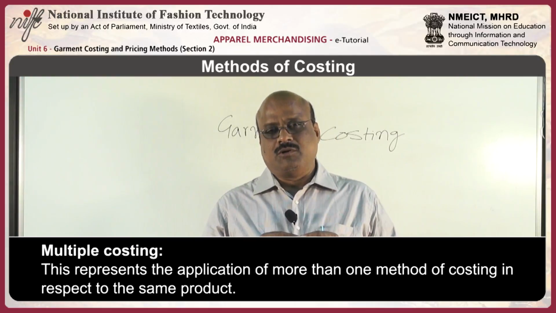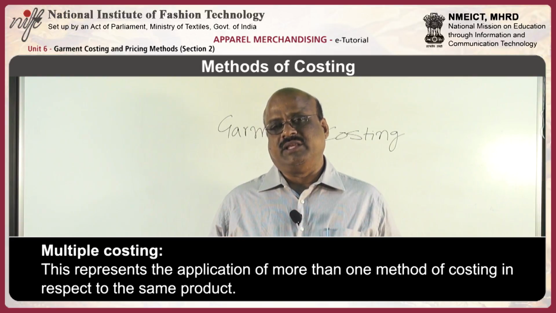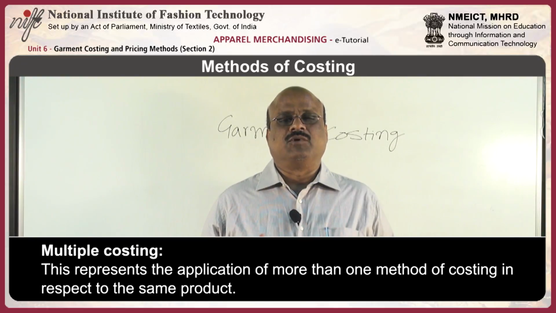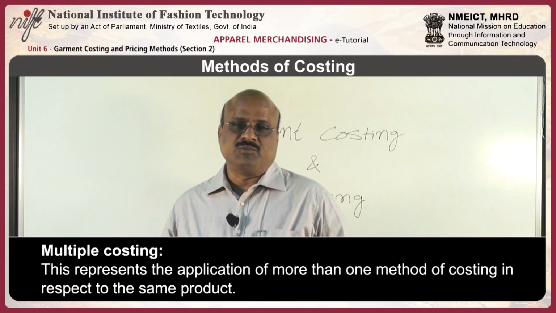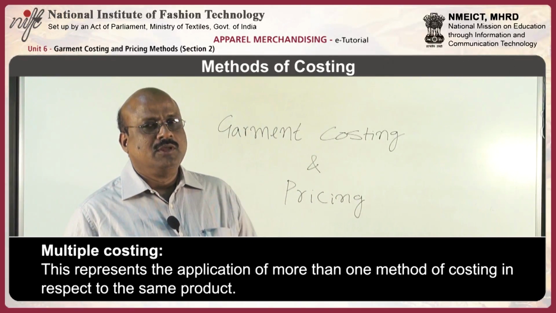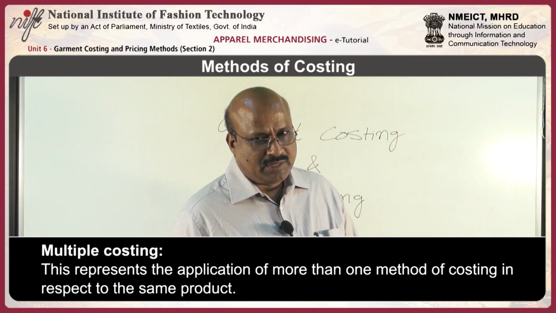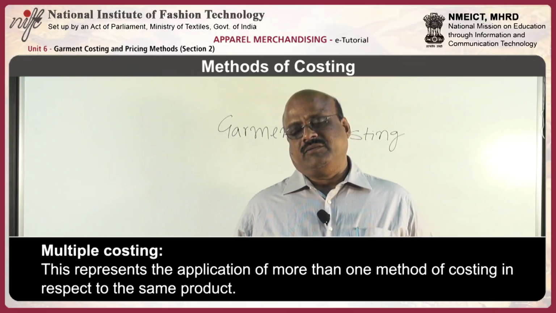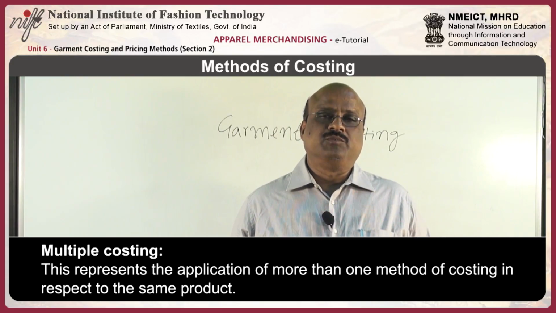Then we have multiple costing. Multiple costing represents the application of more than one method of costing in respect of the same product. That means you are trying to see the costs by applying various methods with respect to the same product. So then it is called multiple costing.